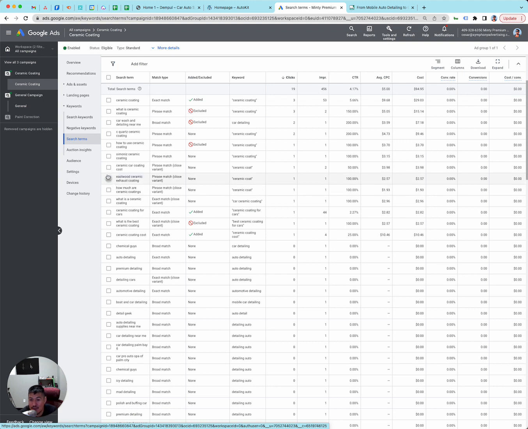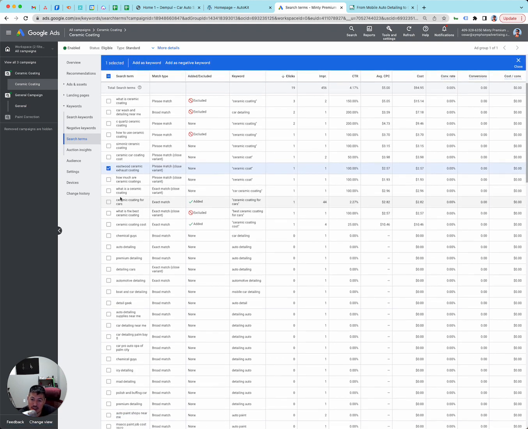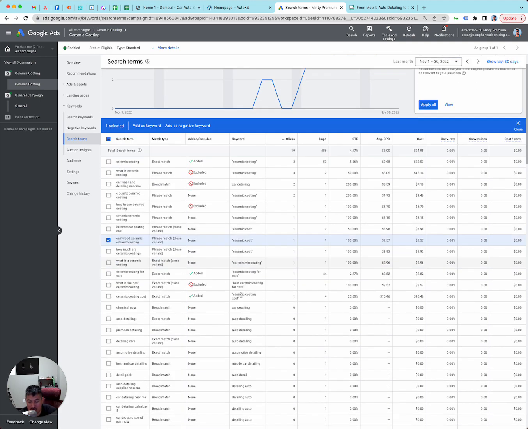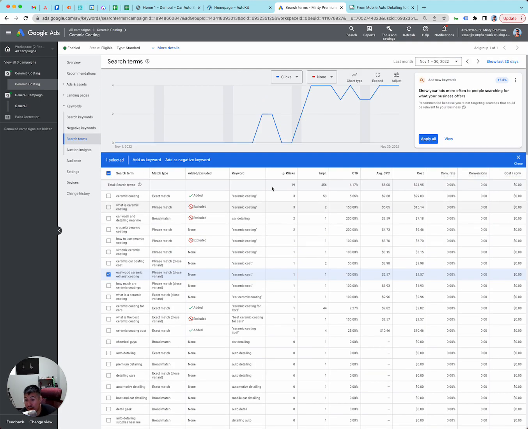I guess that's a company. How much are ceramic coatings? That's fine. What is ceramic coating? Ceramic coating for cars. That's good. Ceramic coating costs. That's good. And that is all the activity that we have as far as clicks go through. Again, it doesn't show us everything because I don't think this adds up to all the clicks.